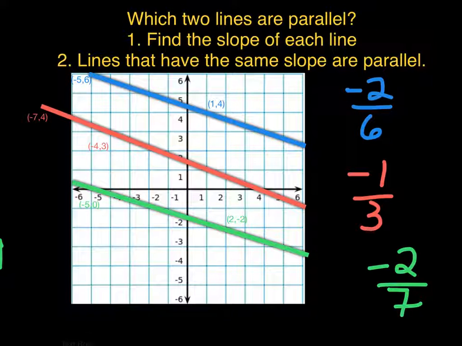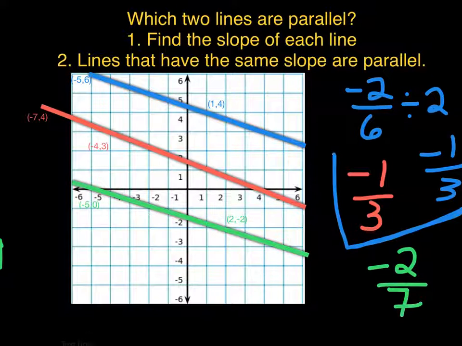Now on the surface of this, it looks like none of these have the same slope. So you might be tempted to say none of them are parallel, but 2 of them do. One thing that you need to make sure that you do is that you get it in simplest form, and the blue line is not in simplest form. I can divide the numerator and the denominator by 2 and get a negative 1 over 3. Once I do that, I see that my red and my blue line both have a slope of negative 1 over 3, and so those two lines would be parallel.